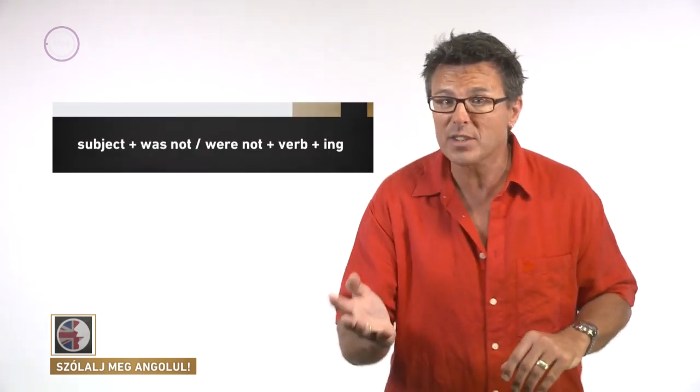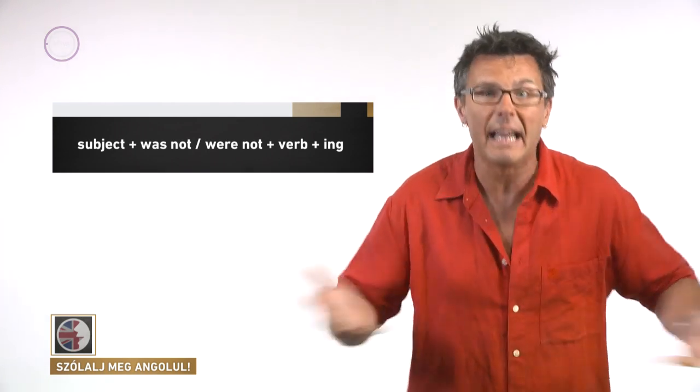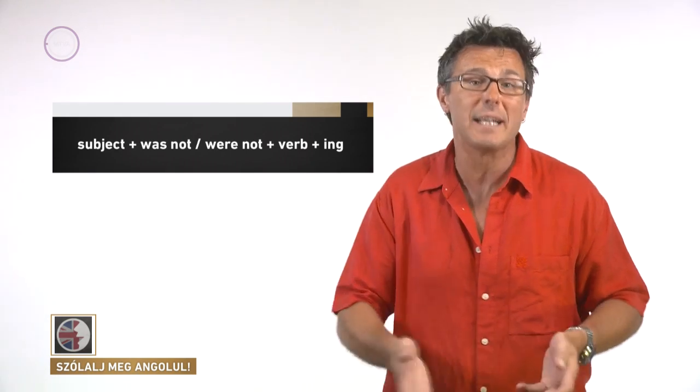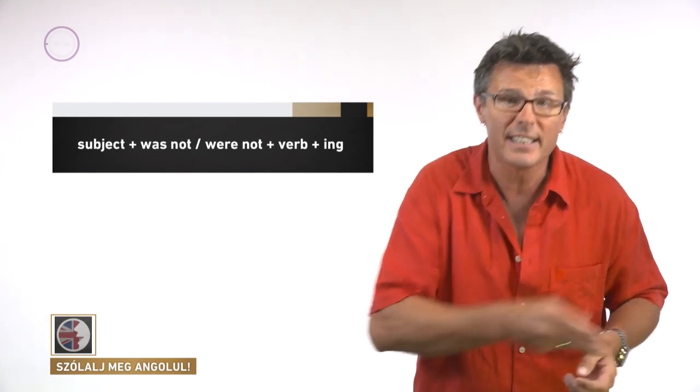Great! So that's simple enough, isn't it? Yes. All we have to do is to add not to the verb to be in the past simple, creating either wasn't or weren't. And then? Well, then it's super simple. Then all we have to do is add the verb with ing at the end.